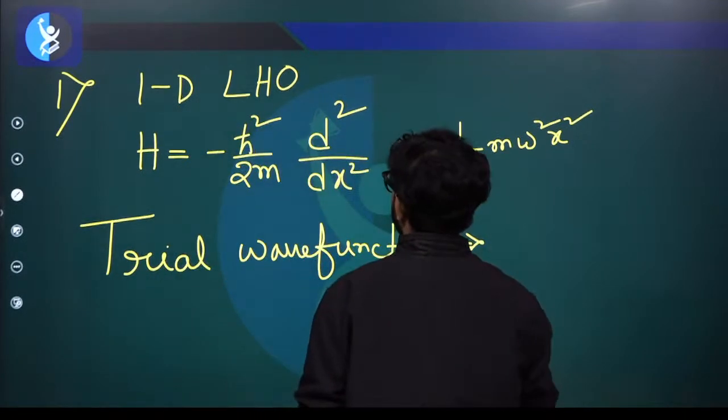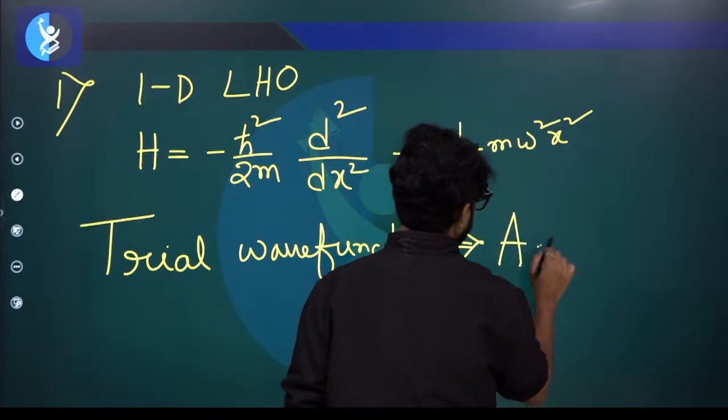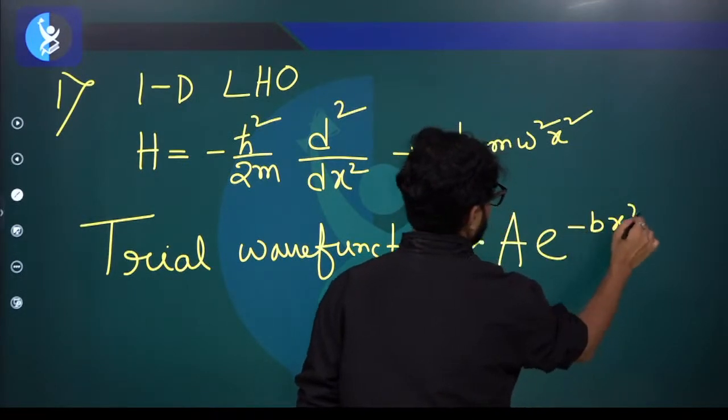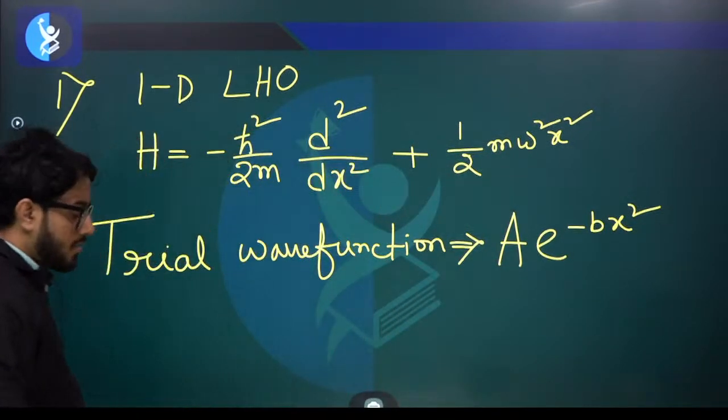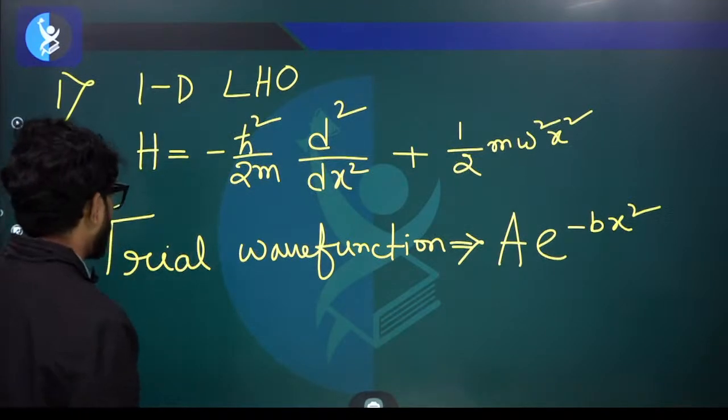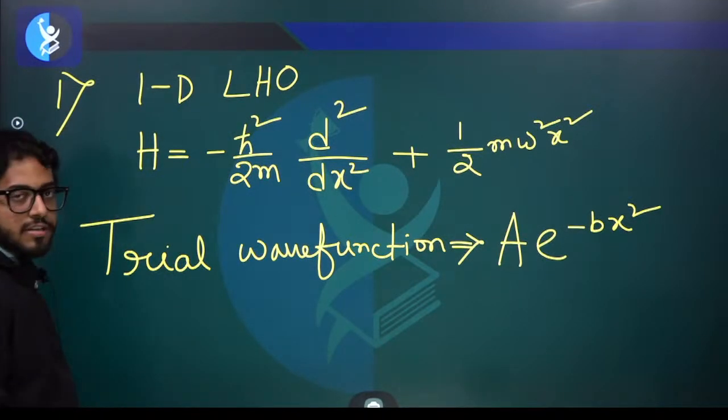What is the trial wave function? It is A times e to the power of minus bx squared. Now I have to normalize this wave function first.